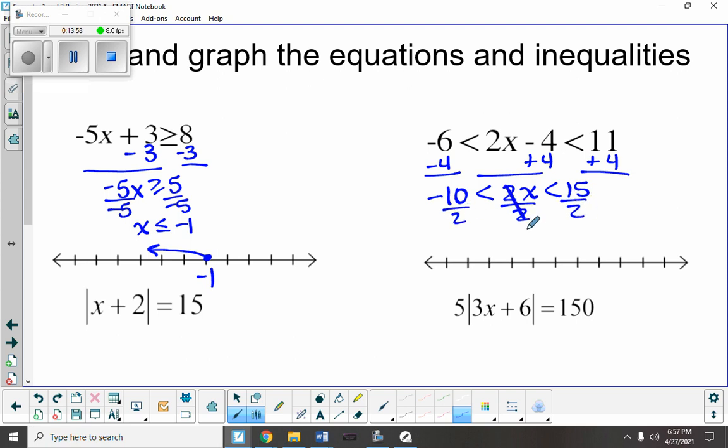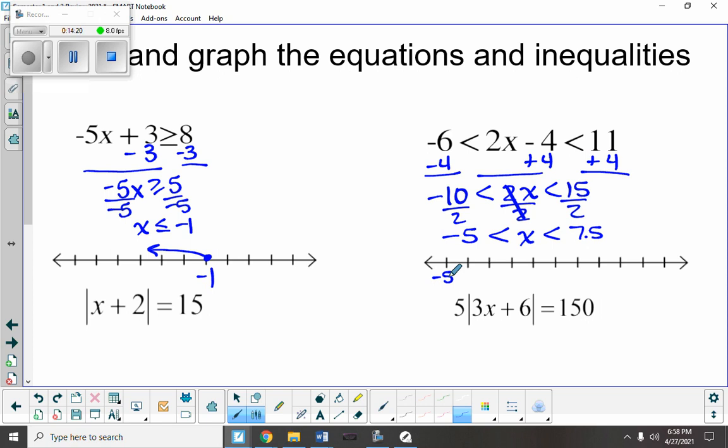So now x is by itself. Over here you have 7.5. Over here you have a negative 5. So now what we're going to do is, you have to look at this. On this side we have x is greater than negative 5. So if negative 5 is right here, let me see.